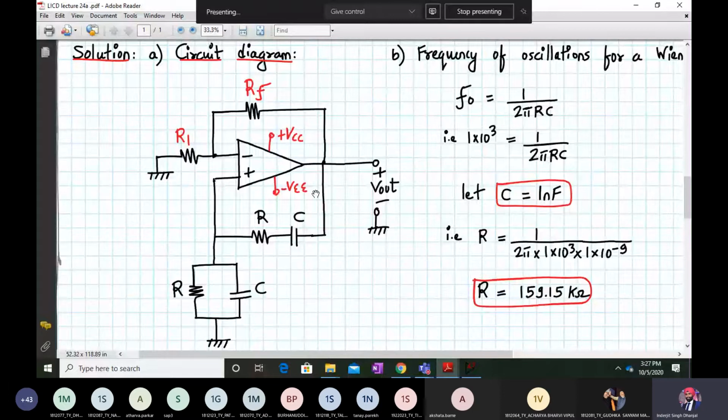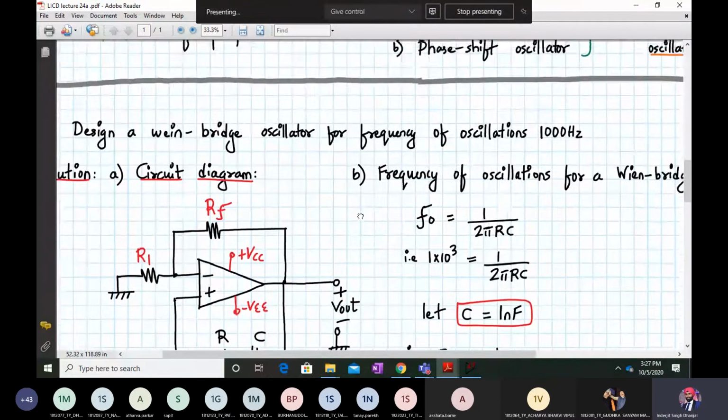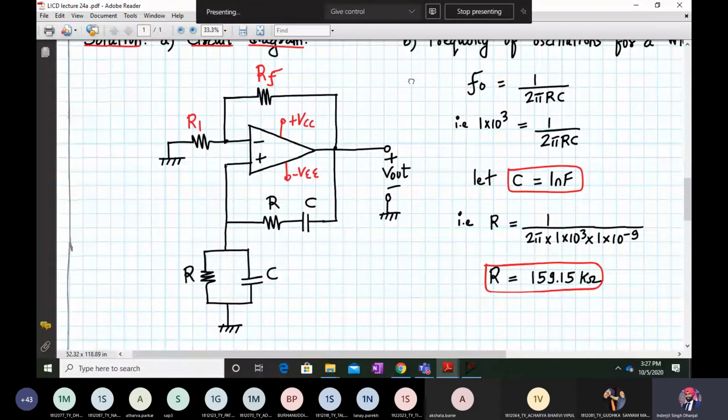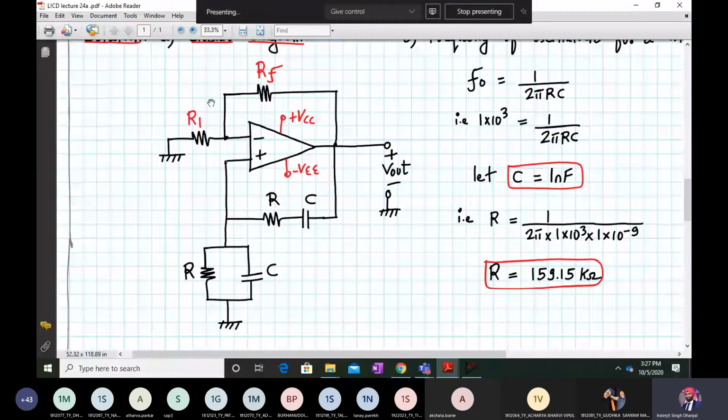I can use the op-amp as OP07 or a faster op-amp. Here we have to design it for a frequency of around 1000 Hertz. Design means we have to determine the unknown values of resistors R1, RF, R and C. Just remember that we have three sections here. The first section is the negative feedback provided via RF and R1. The second one is the series RC element, and the third one is the parallel RC element.